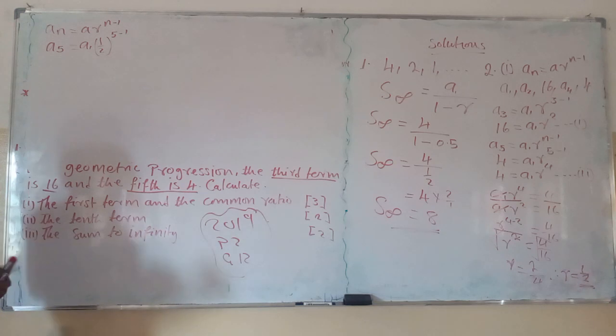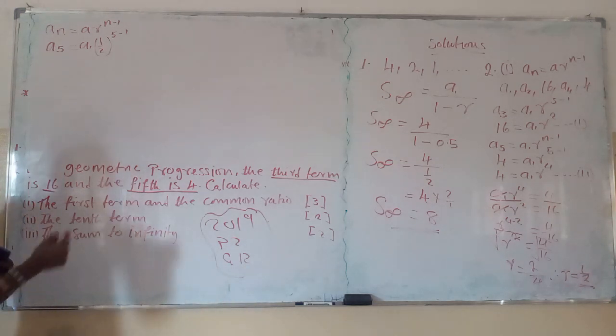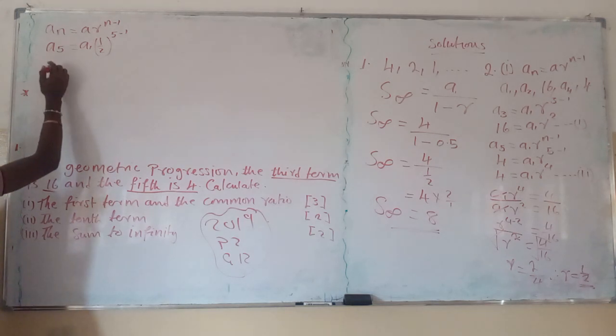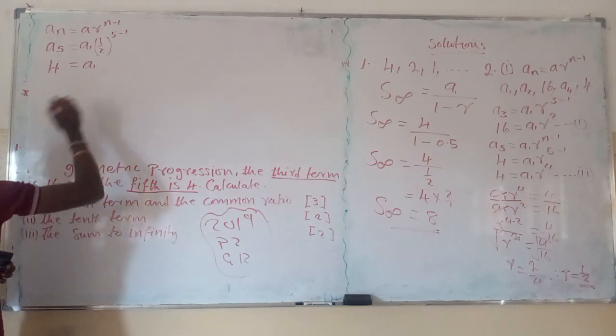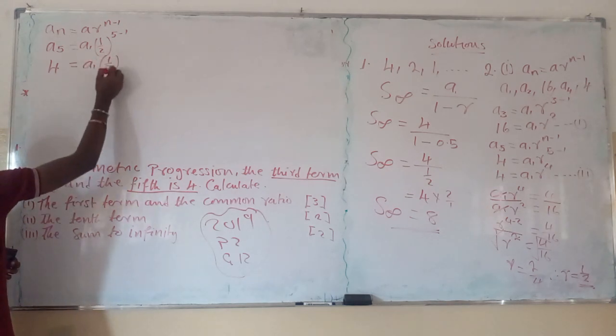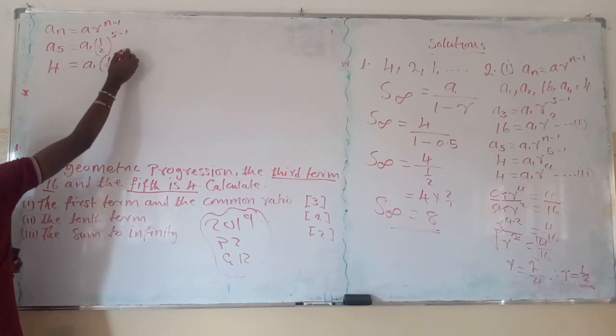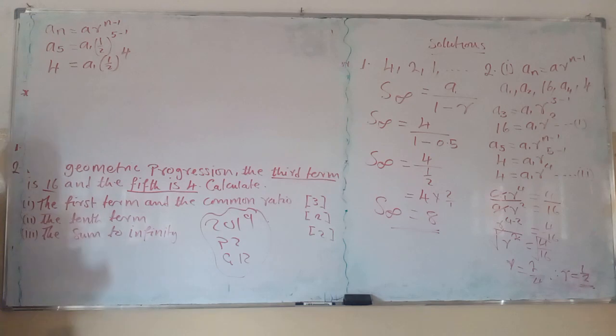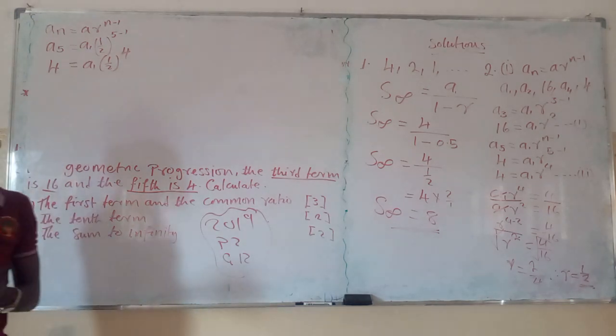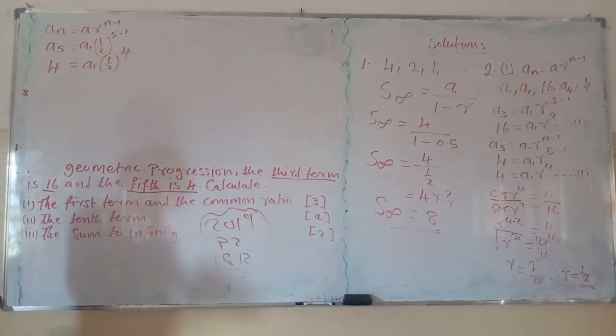Or if I want, I can use the third term to find the first term because I know the third term. So in this scenario, what is my fifth term? My fifth term is 4. I replace with 4. Then my first term I don't know, I leave it the way it is. Then I can work out this side, which is 5 minus 1, it is 4. Everything inside the brackets is raised to power 4. 1 is raised to power 4 and 2 is raised to power 4.